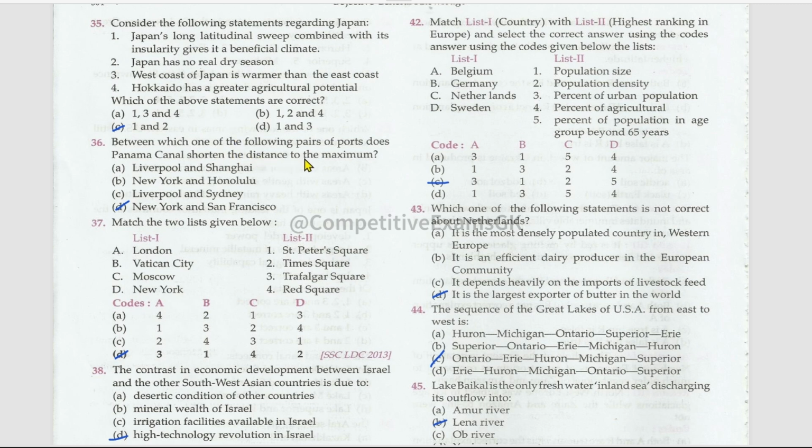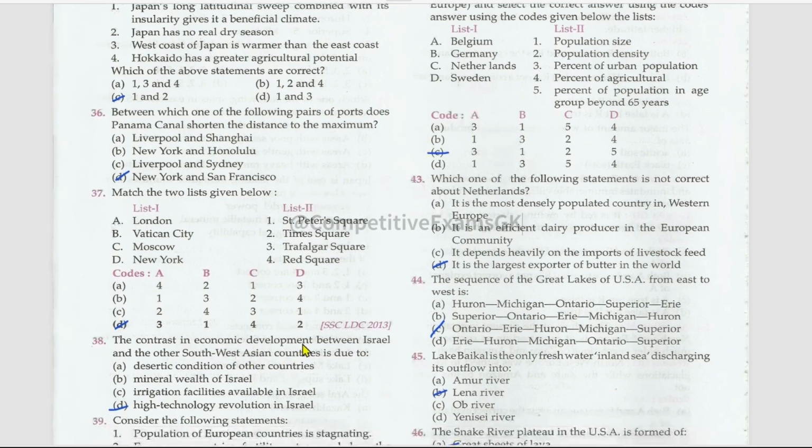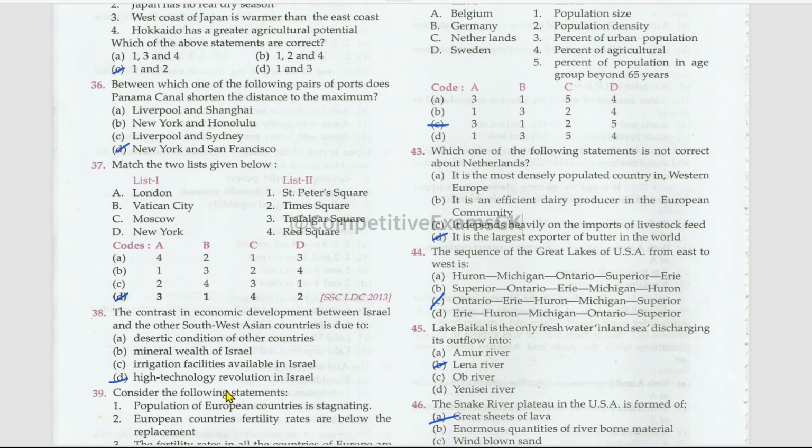Between which one of the following pairs of ports does Panama Canal shorten the distance to the maximum? New York and San Francisco. Next matching. London, Trafalgar Square, Vatican City, St. Peter's Square, Moscow, Red Square, New York, Times Square. The contrast in economic development between Israel and the other Southwest Asian countries is due to high technology revolution in Israel.